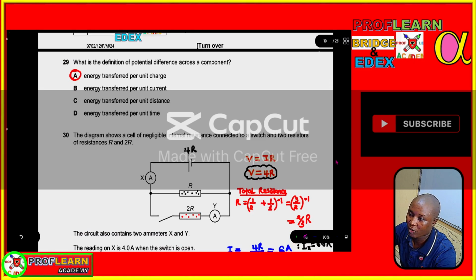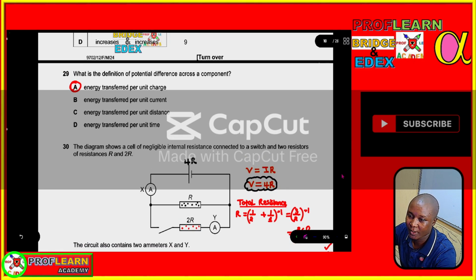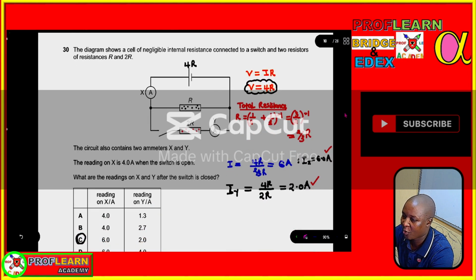So moving to question number 9. What's the definition of potential difference across a component? It is energy transferred per unit charge.